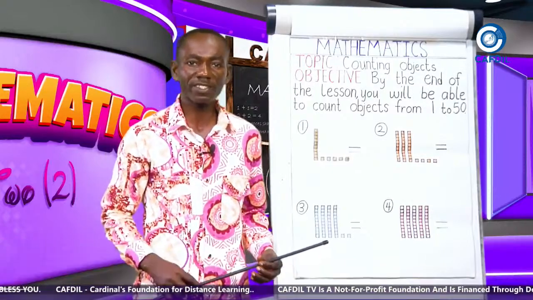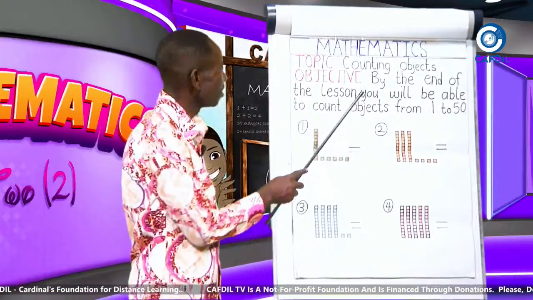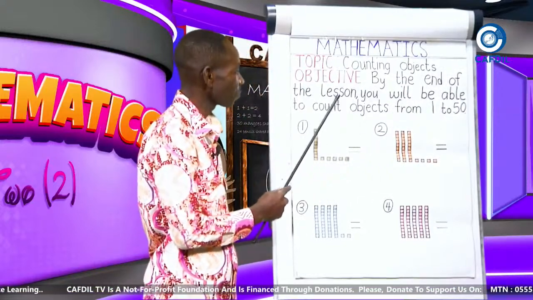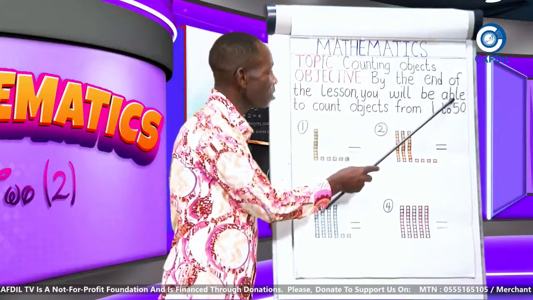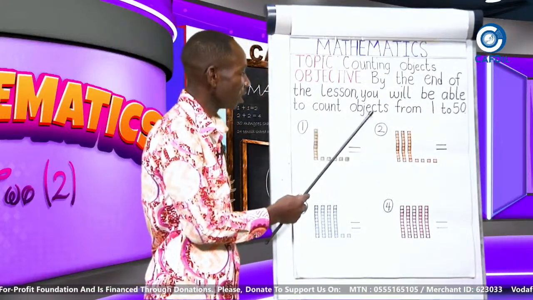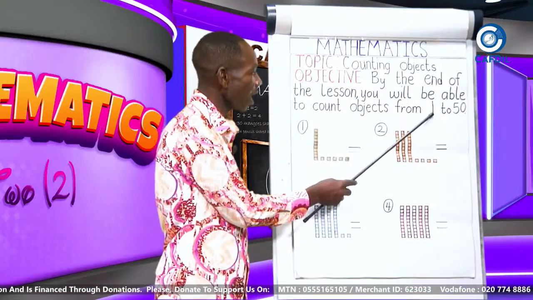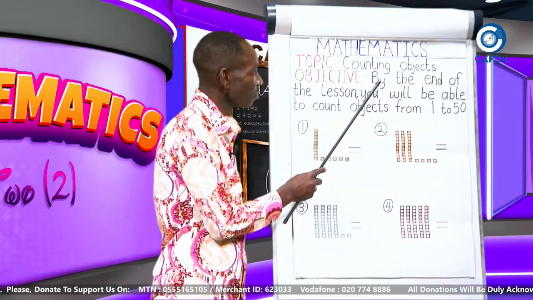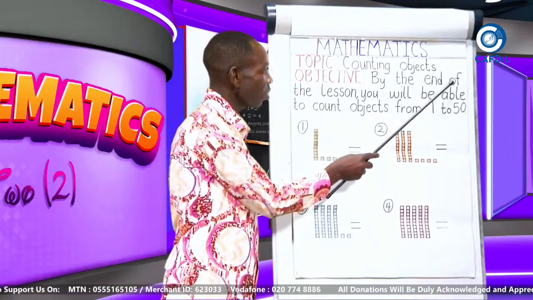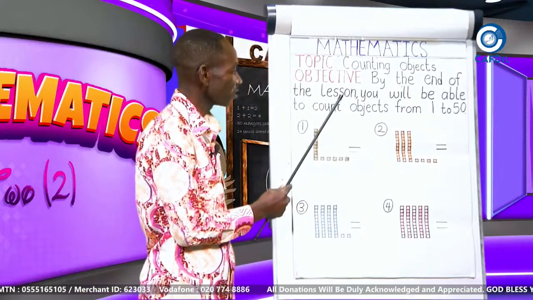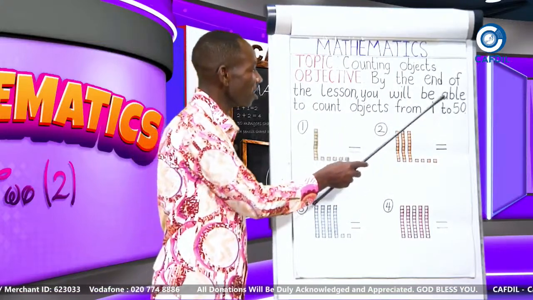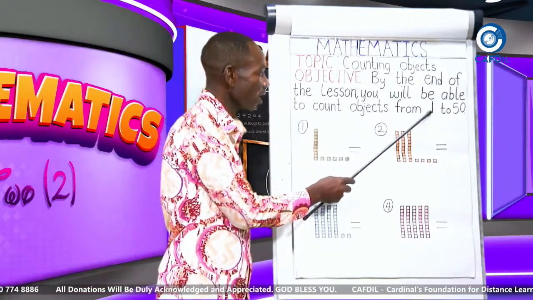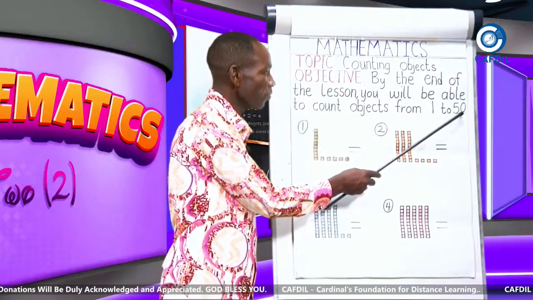And our objective is, by the end of the lesson, you will be able to count objects from 1 to 50.